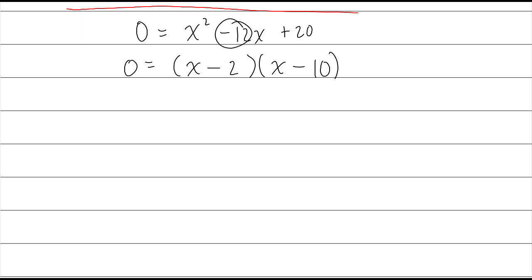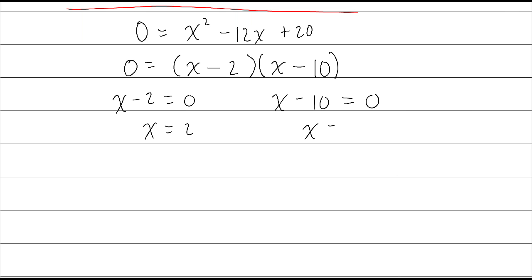All right, so use the zero product property to set them both equal to 0. X equals 2, x equals 10. All right, like I said, we have the potential for extraneous solutions, so I definitely need to go back and check both of these, 2 and 10.